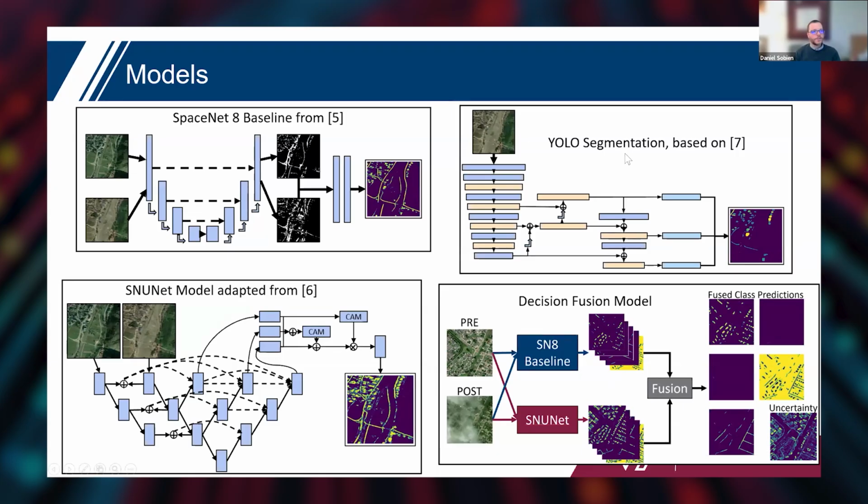The top right is just a YOLO segmentation model. So it's in the style of the YOLO families, and it's basically an object detection model that then has some segmentation heads added to it. And like the work I was talking about earlier, we also implemented decision fusion. This one focuses on just Dempster-Shafer decision fusion to combine outputs from two different models and also looking at the uncertainty.